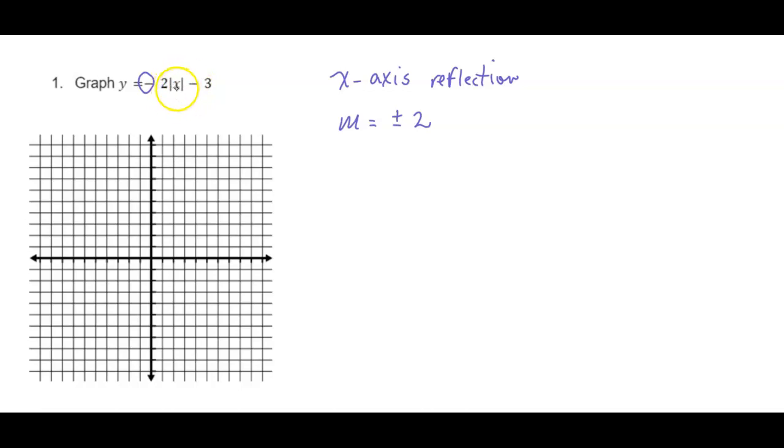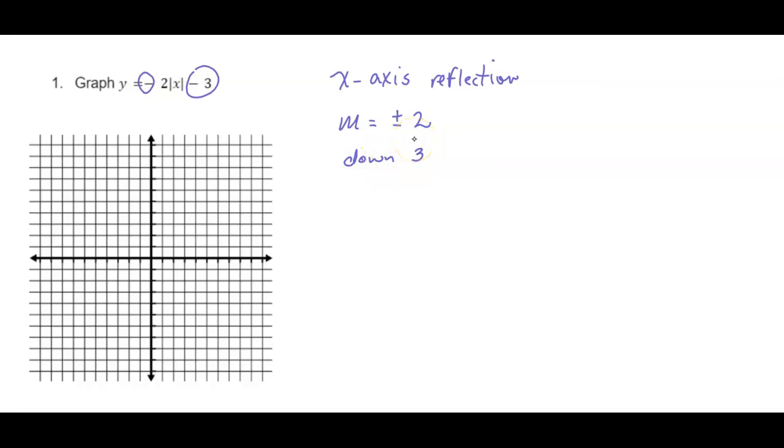And then did we go right or left? We did not, because there's nothing added or subtracted on the inside of the absolute value symbol. And did we go up or down? Which, yes, we did, because of the -3. The -3 tells us that we go down 3.